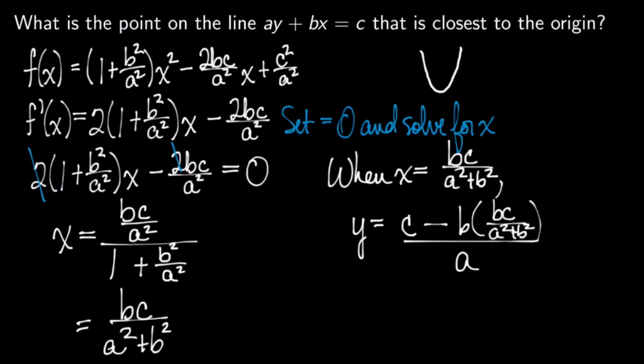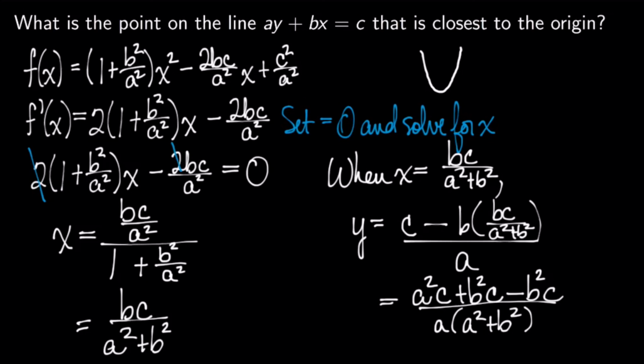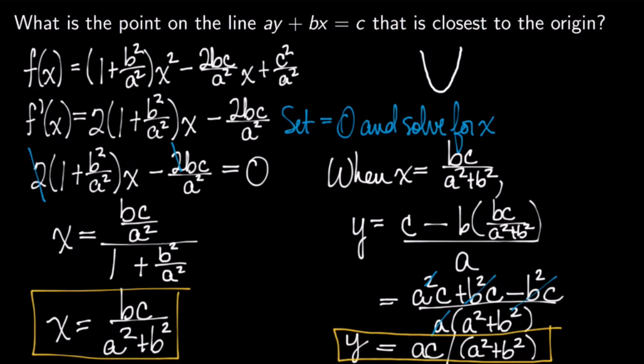Again, you can simplify. You can multiply top and bottom by a squared plus b squared and start canceling things. So I got a squared c plus b squared c minus b squared c all over a times (a squared plus b squared). And so check it out. These 2 cancel. And then 2 of the a's on top and bottom cancel after that. And what you're left with is ac over a squared plus b squared. So I have a point. I have an x, I have a y, I have 2 coordinates for my point. I'm done with this problem.